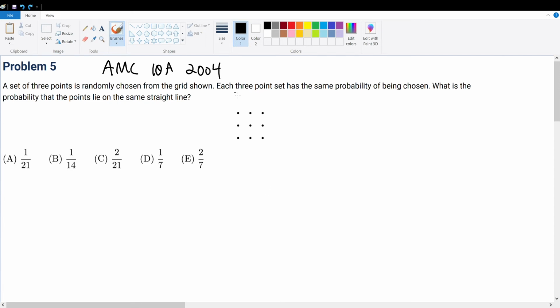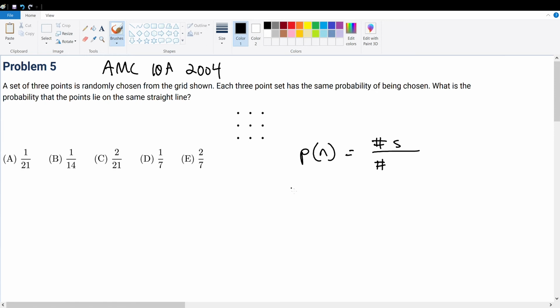And since we're given that each 3 point set has the same probability, that means that they're all equally likely to be chosen for any set of 3 points. So we can exclude biases. So given this, how do we find it? Well, the probability of anything will be the total number of solutions over the total number of possibilities.